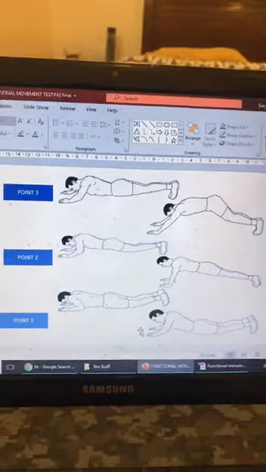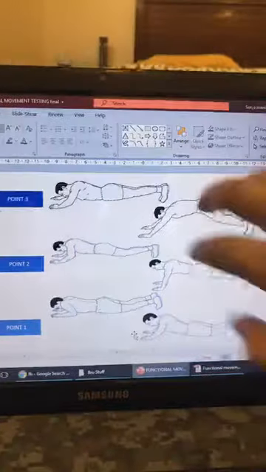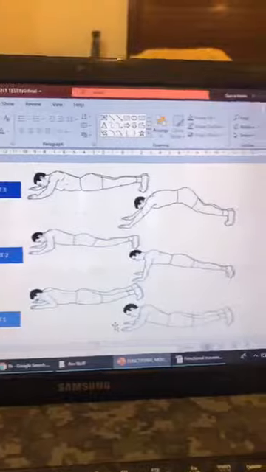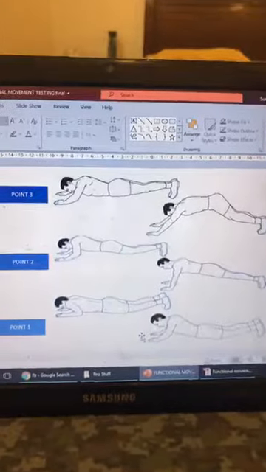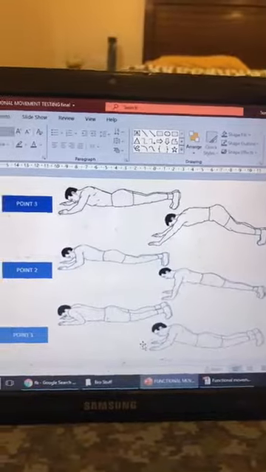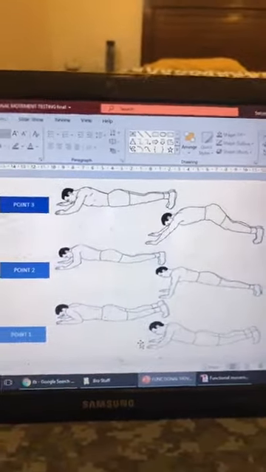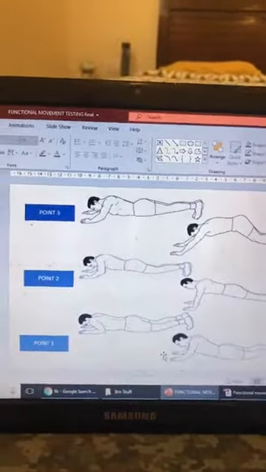In scoring 1, if the person is not able to do the scoring 3 or 2, modify it. Tell them to do it on the knees, and then try to give the test. If he is able to do that, then it's 0.1. If not, then again, what you have to see is what kind of compensations he is doing.